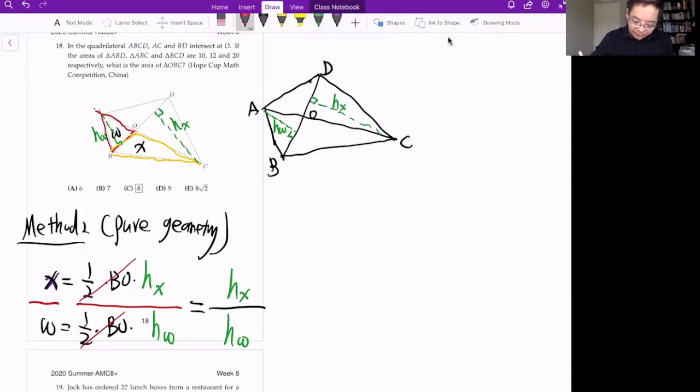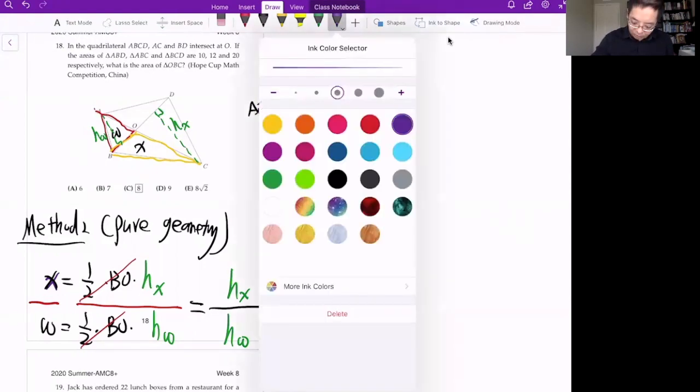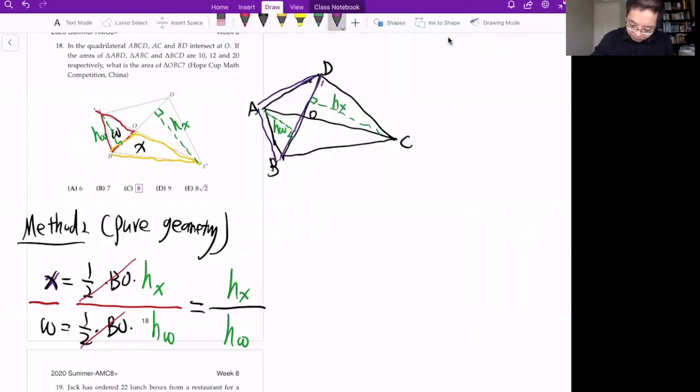This time let's look at these two triangles. One is the triangle ABD, and the other one is the triangle BCD. Let's look at the two triangles. So how do we calculate? You see these two triangles share a common side BD, right? So the ratio between the areas shall be the ratio between their heights.